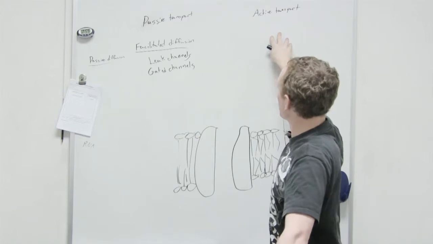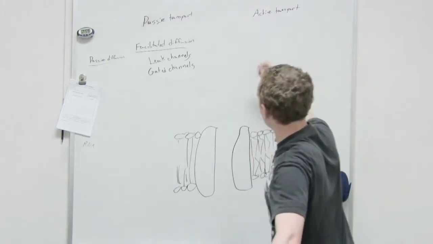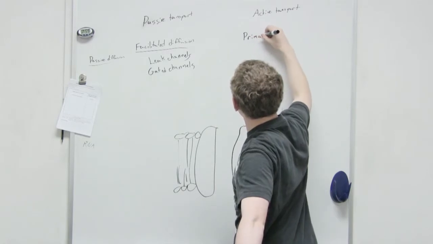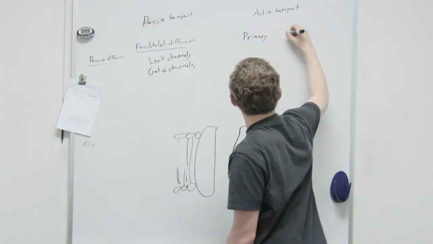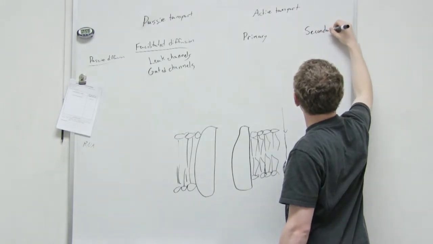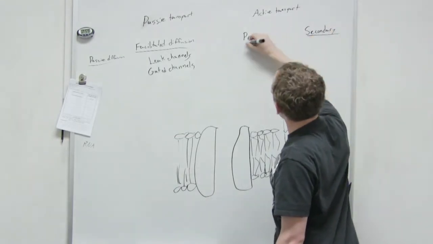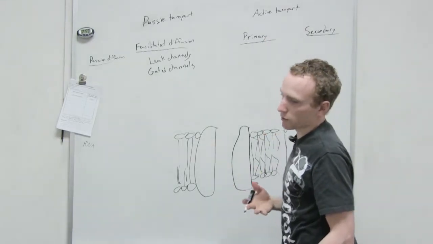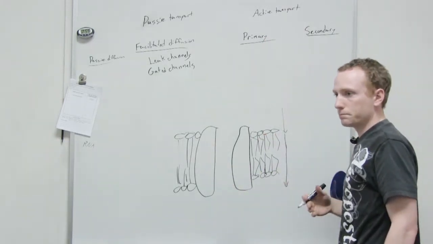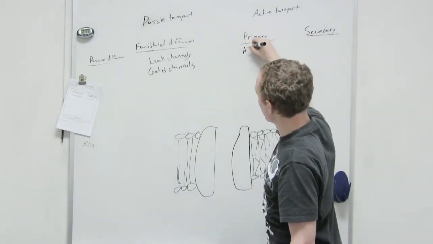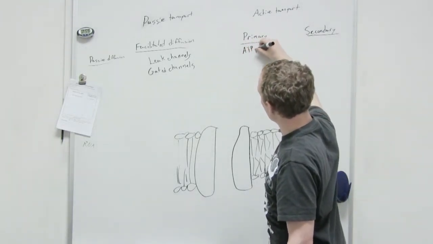So active transport, there's two categories. There's primary and secondary. So primary active transport and secondary active transport. Okay? The primary are going to be ATP powered pumps.